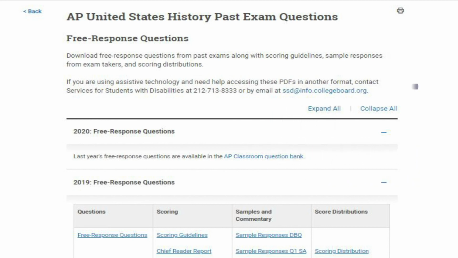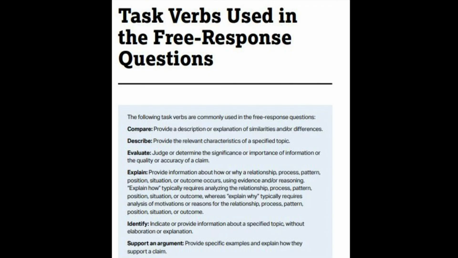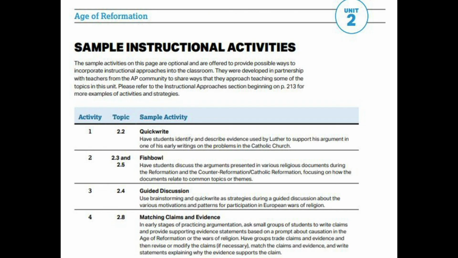There is one helpful part though, for both students and teachers. The task verbs used in free response questions page helps explain what certain terms mean. For example, explaining the difference between evaluating and explaining. This might be a great handout to print for students. Throughout this document, there are also suggested activities.